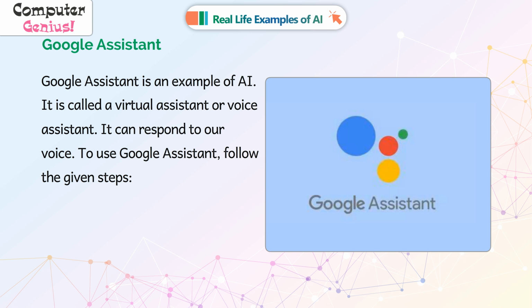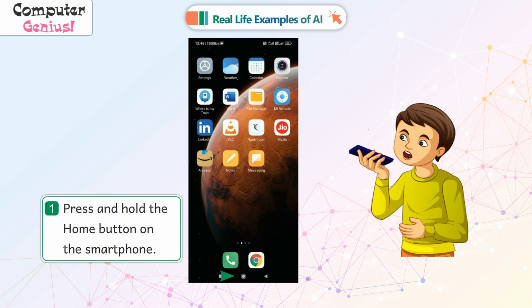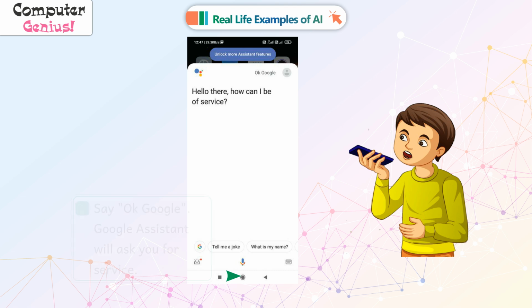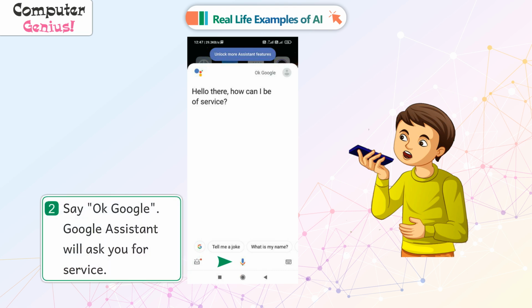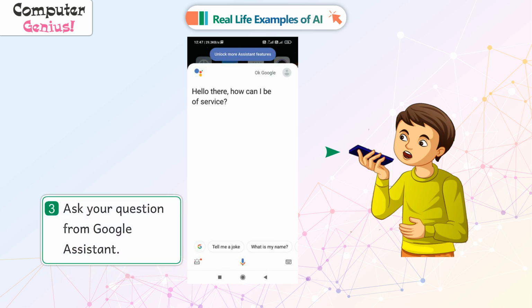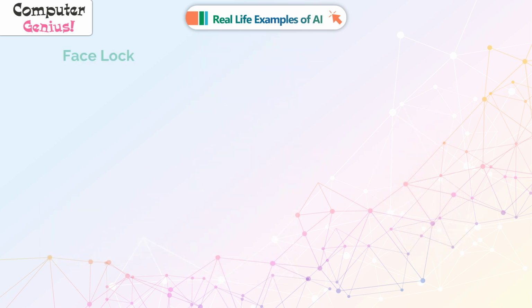To use Google Assistant, follow the given steps. 1. Press and hold the home button on the smartphone. 2. Say, "OK Google." Google Assistant will ask you for service. 3. Ask your question from Google Assistant.